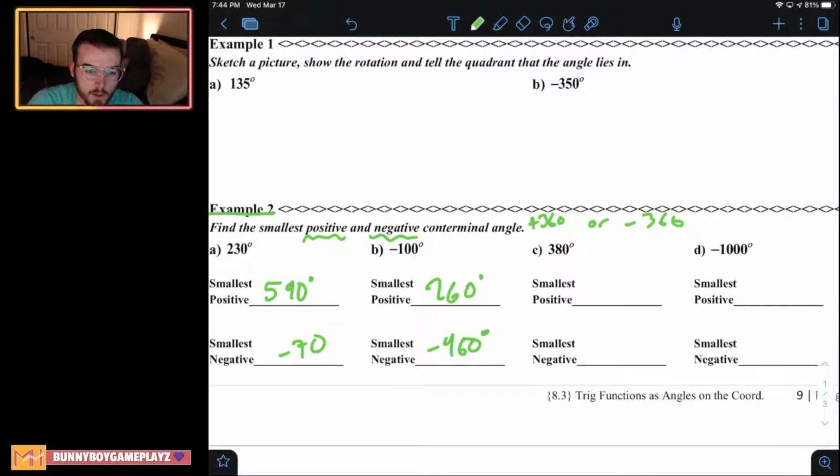So on and so forth. 380, interestingly enough though, you don't add 360 to find the smallest positive. You subtract 360 because it's already over 360. When you subtract 360, you end up with 20. 20 is still positive. Then you subtract 360 again, and you end up with negative 340. See that?